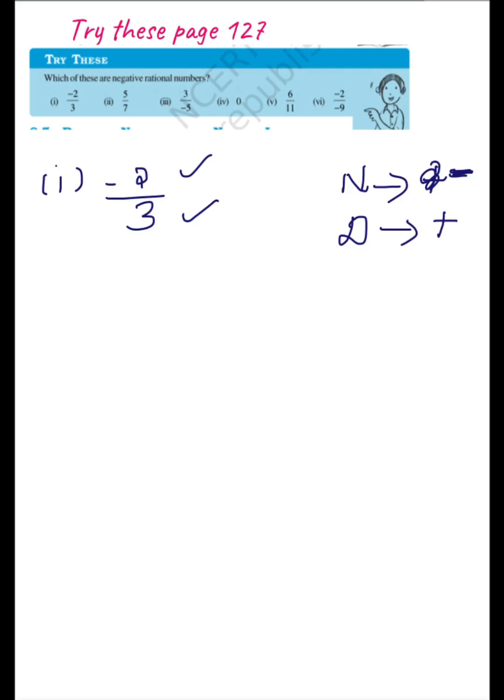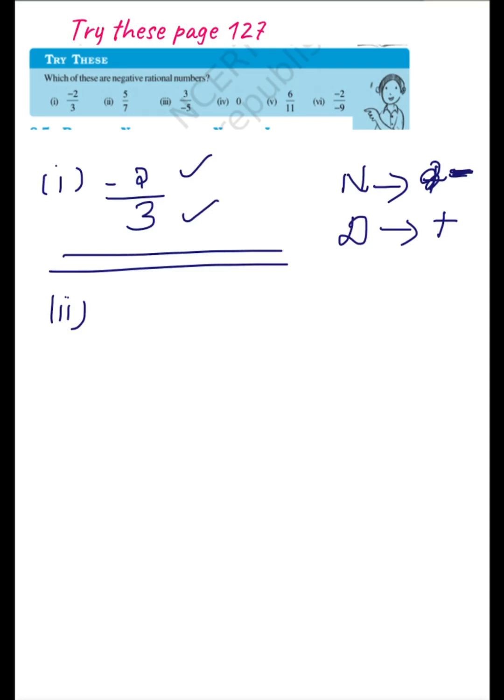So here in the first example you can say that the numerator is negative and the denominator is positive. Okay, so this condition is satisfied. So the first one is a negative rational number. Now what about the second one?